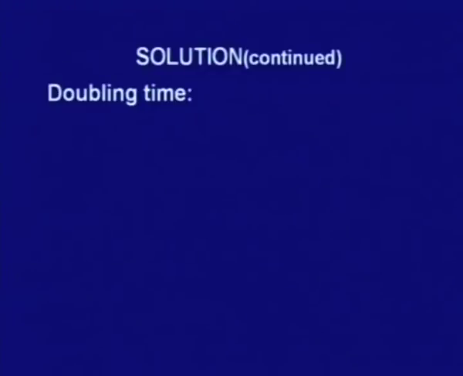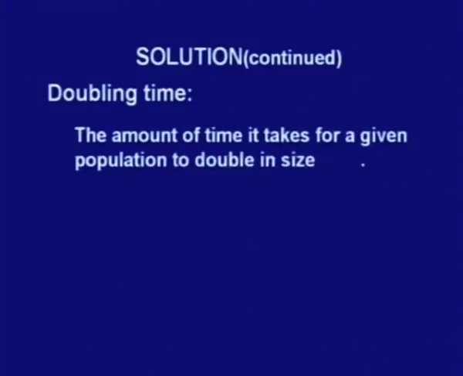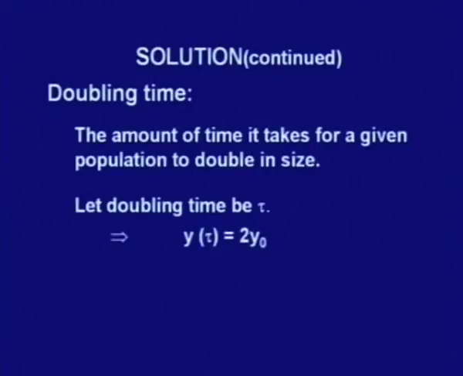Doubling time is actually the amount of time it takes for a given population to double in size. So, let us explain it. Let us say that tau is the doubling time. Then what we are being told is that the number of cells at time tau, that is y tau, should be twice the number of cells at the initial position, that is y naught. So, now incorporate this information in our solution, because we do know what is y t.